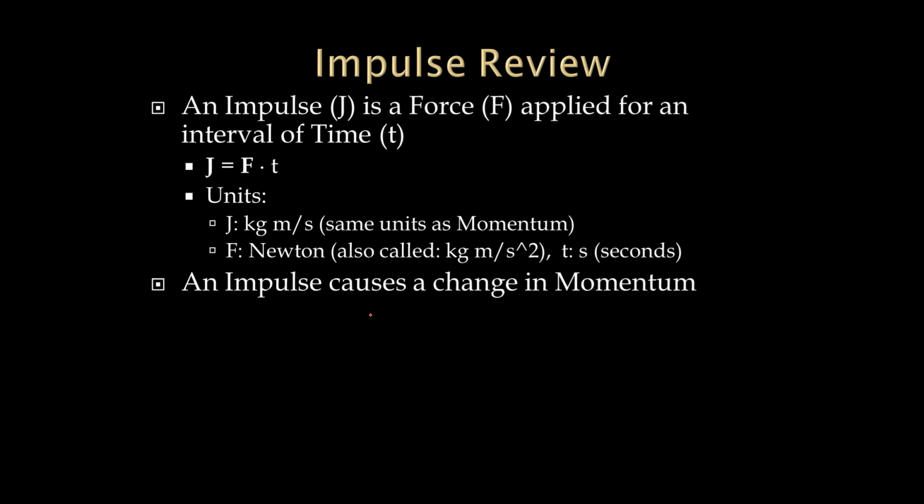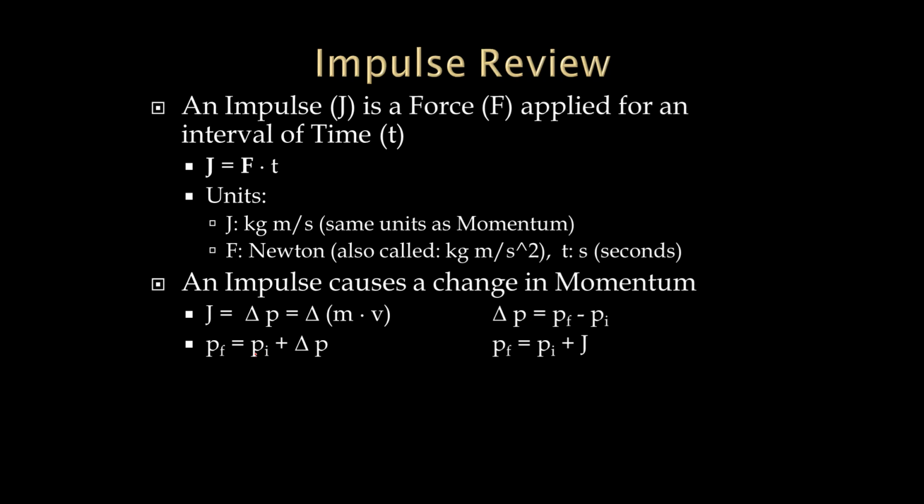And an impulse causes a change in momentum. We can express that algebraically as our impulse is a change of momentum, and a change of momentum is the change in the quantity mass times velocity. And anytime we have a change, it's our final value minus our initial value, including for momentum, velocity, all kinds of things.